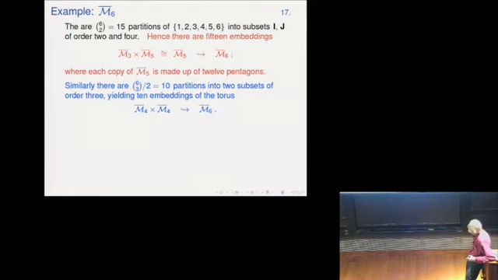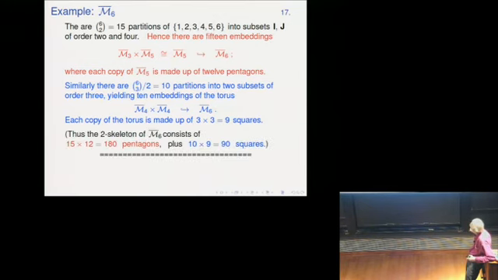But M4 is a circle, so this is a circle made up of 3 edges. So M4 cross M4 is a torus made up of 9 squares. And there are 10 different tori in M6, each one of them made up of 9 squares. So putting this all together, the 2 skeleton of M6 consists of 180 pentagons and 90 squares. These are very complicated objects.